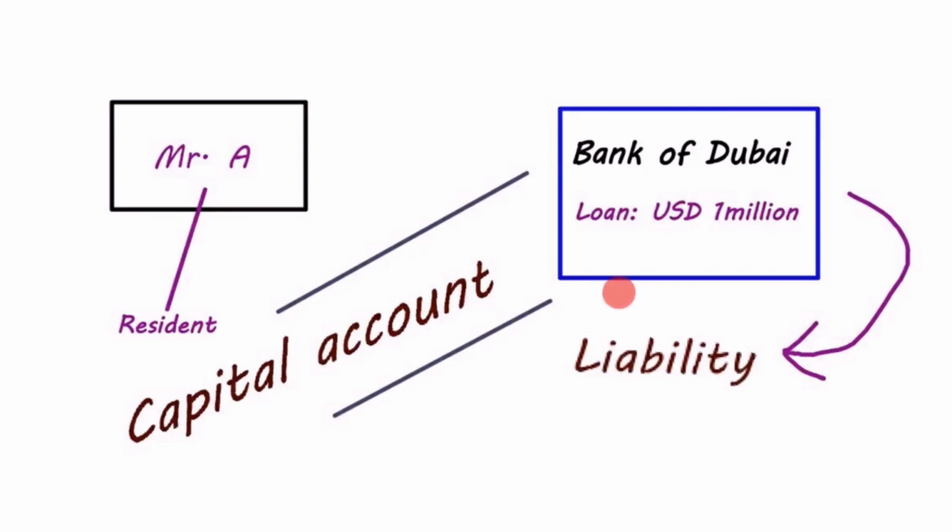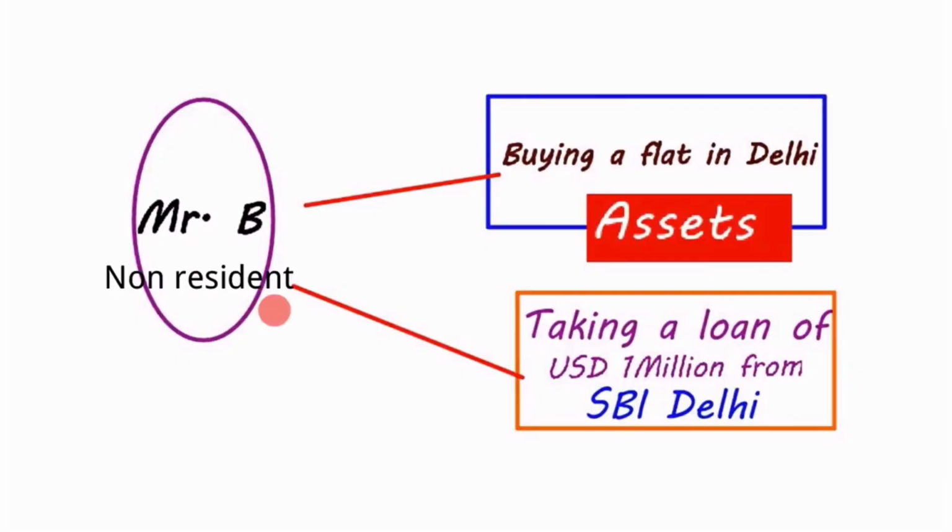Now you have learned what happens if he's a resident. Let's say the opposite: what if he's not a resident? Let's say he's living in Germany or Japan, China, etc. He's a non-resident of India. But then he is buying a land or a flat in Delhi. Delhi is in India, correct? So he is purchasing an asset in India.